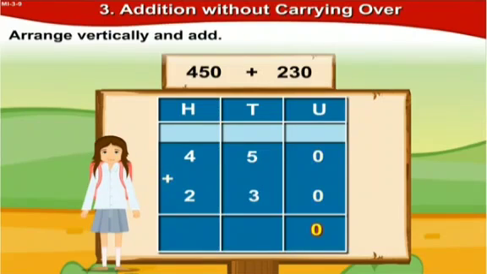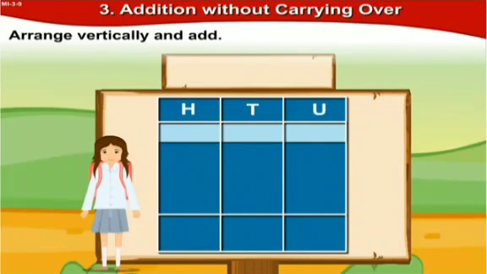0 units is 0 units. 5 tens plus 3 tens is 8 tens. 400 plus 200 is 600, which means it is 600, 8 tens and 0 units, that is 680. Now the next one.